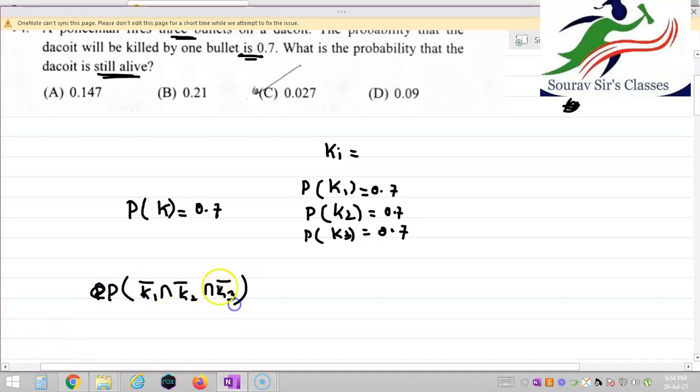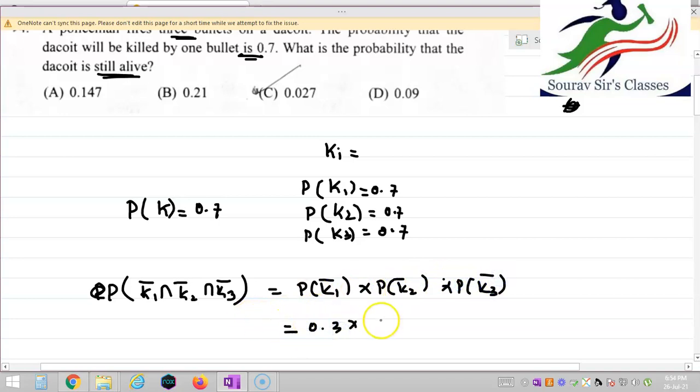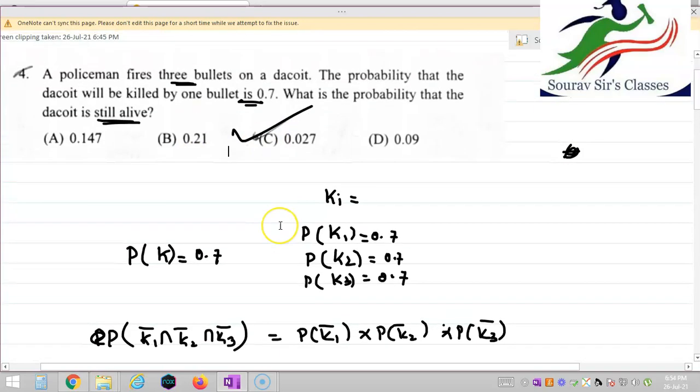We need to find this probability. As they are mutually independent events, it is the probability of K1 bar into K2 bar into K3 bar. K1 bar is 0.3, K2 bar is again 0.3, K3 bar is again 0.3. So you can see that it is 0.027. So our answer is 0.027, which is option C. So option C is the correct option, and we have solved question number 4 also.